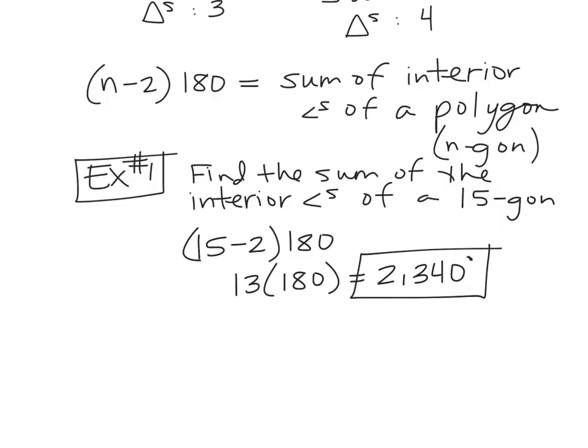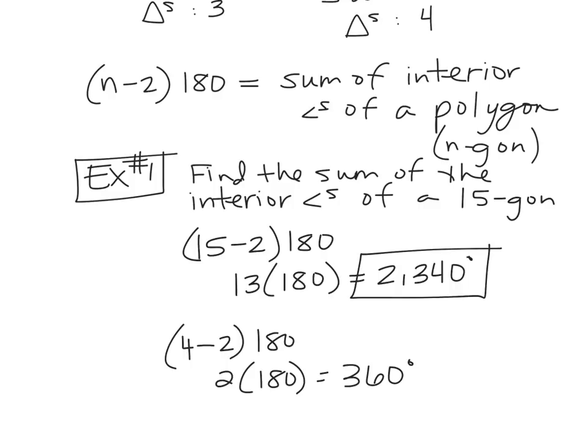That would be for 4 sides, right? A quadrilateral would be 4 minus 2 times 180. So 2 times 180, which is 360. So it just depends. The number of sides is always what goes in that little box there. However many sides you have, you plug that in, you get the sum. Okay? Questions on that?